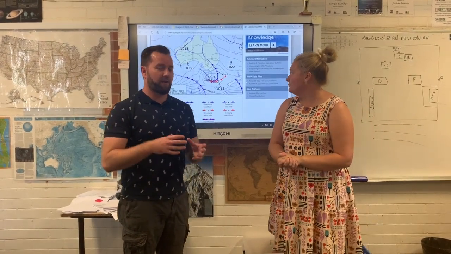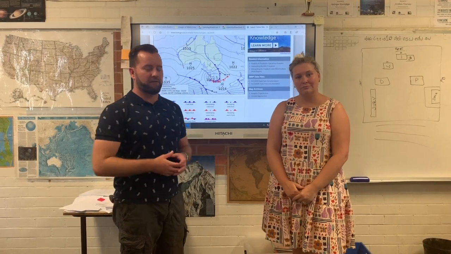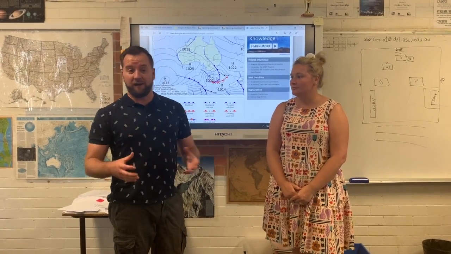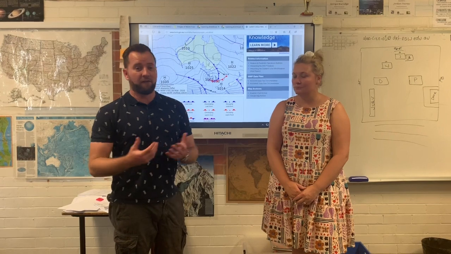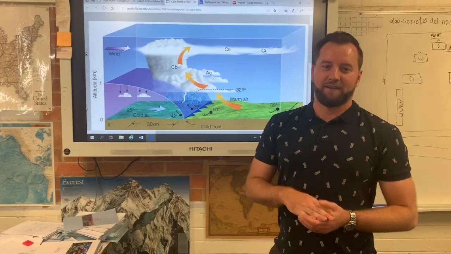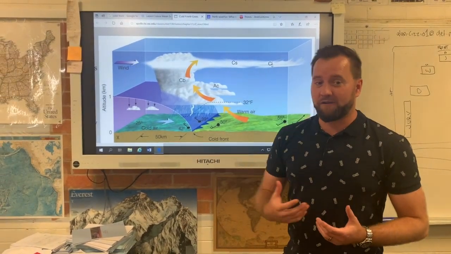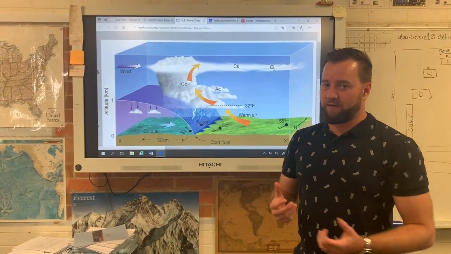They also both are going to have an impact on the weather that is being experienced by that particular location. So today we're going to look at what kind of weather you can expect if a cold front or a warm front moves through. Okay, here we are. So this is essentially a picture of what a cold front tends to do to the weather when a cold front moves through.